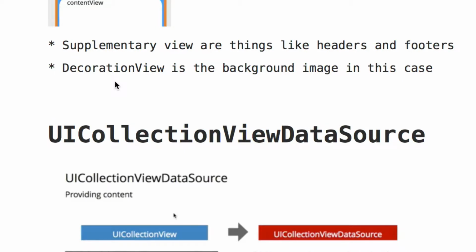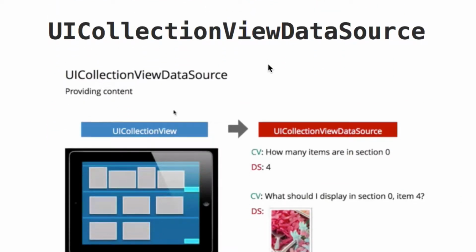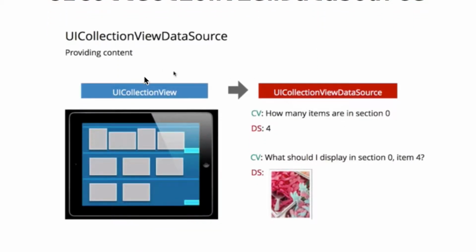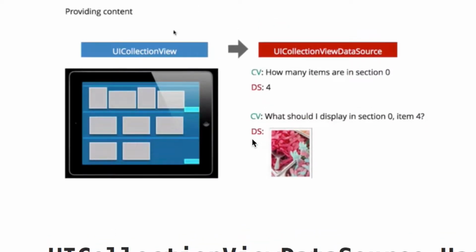So supplementary views are things like headers and footers, and decoration views the background image in this case. So, UICollectionViewDataSource. This is the same as the data source on the table view. So we'll be looking at this today.